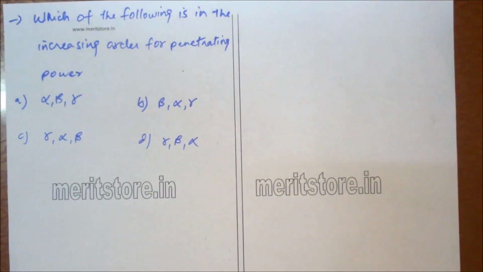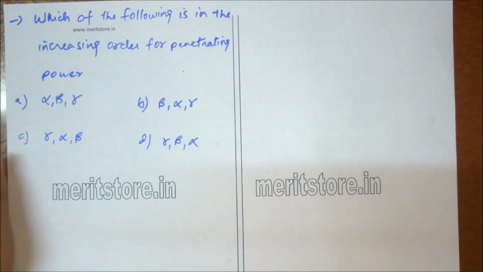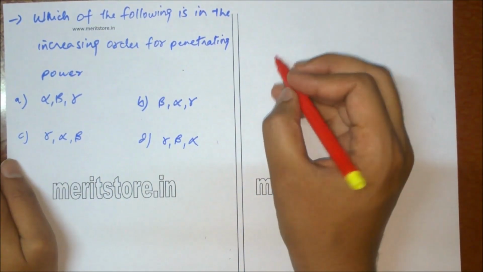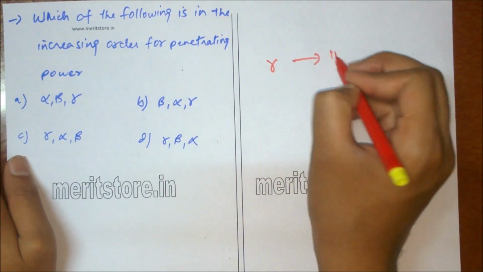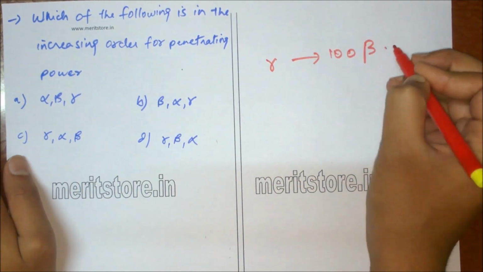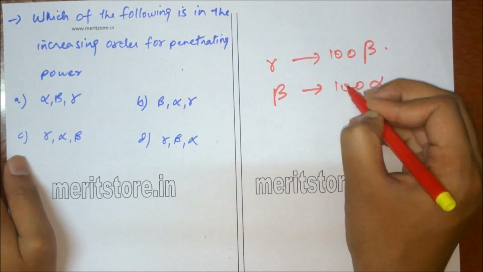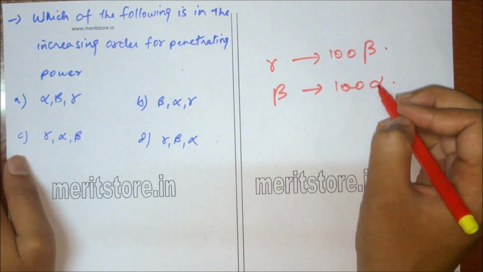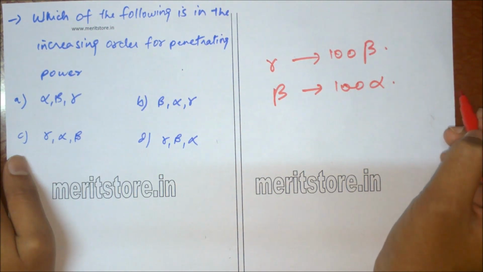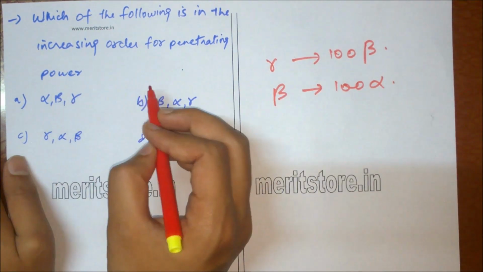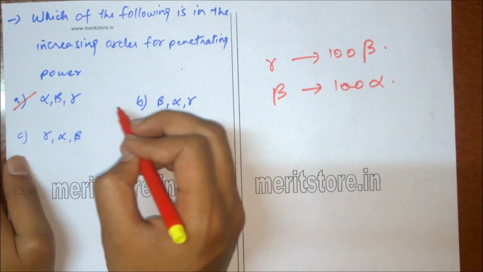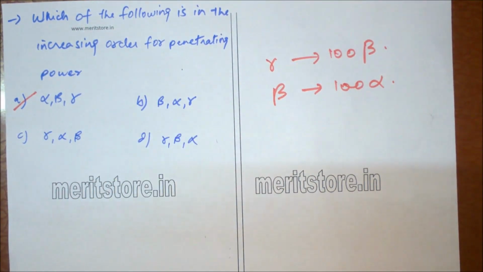Which of the following is the increasing order of the penetrating power of alpha, beta or gamma? The penetrating power of gamma is 100 times that of beta, while that of beta is 100 times that of alpha. So the increasing order will be alpha, beta, gamma. Gamma has the highest penetrating power.